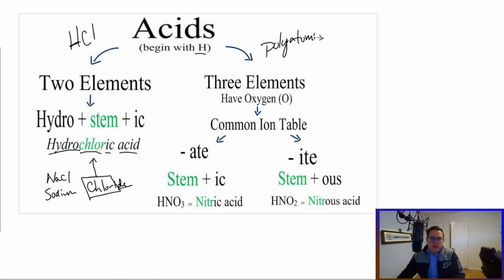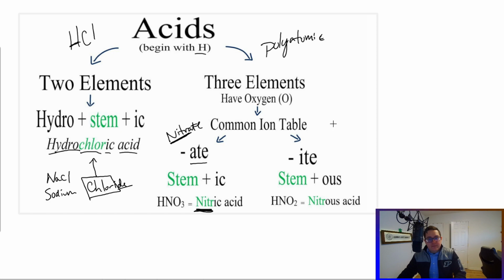Because these usually have some sort of polyatomic ions with them, we have to use our polyatomic list to name these acids. If that polyatomic ion has an ATE ending, like nitrate, we look at the stem of nitrate, and we just add the ic ending. So instead of nitrate acid, it's nitric acid.